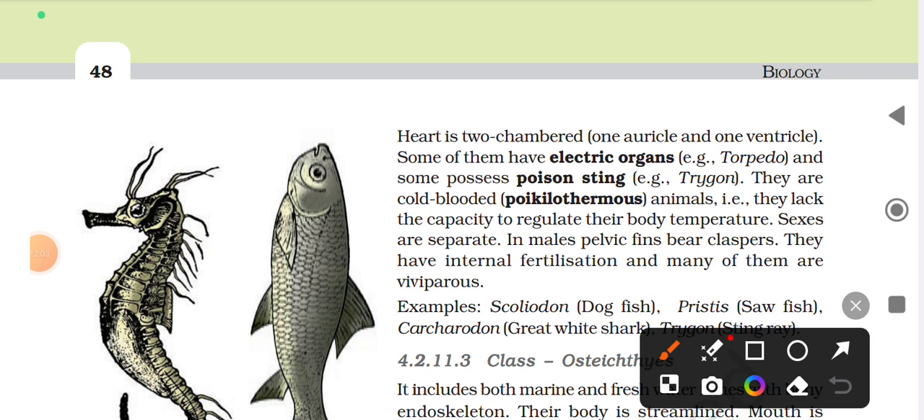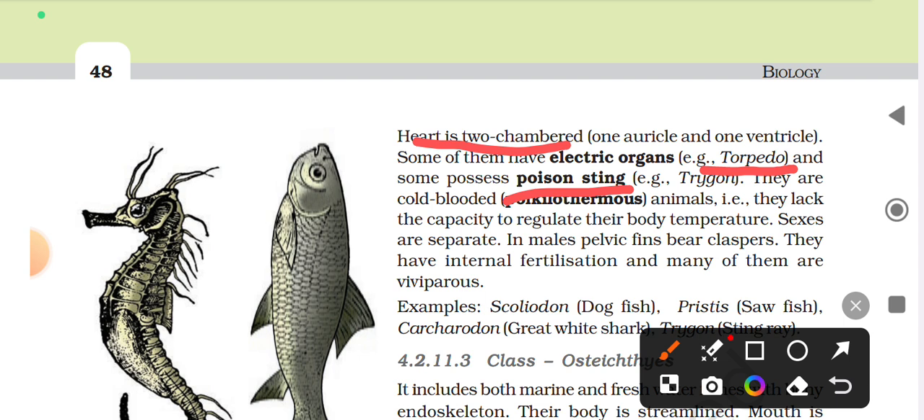The heart, you can see here, is two-chambered. Okay, all the fishes have a two-chambered heart, either Chondrichthyes or Osteichthyes. Always remember that fishes have a two-chambered heart, one auricle and one ventricle. Is that clear? Understand that? Some of them have electrical organs, like Torpedo. Listen students, this is very important. Torpedo has electrical organs. Okay, some have a poisonous sting.